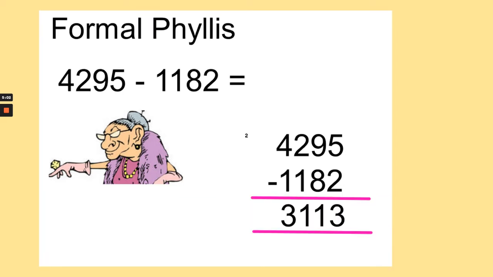Okay, let's see what we got. So we know, easy peasy, 5 take away 2 equals 3, 9 take away 8 is 1, 2 take away 1 is 1, and 4 take away 1 is 3. The answer you should have got was 3,113.